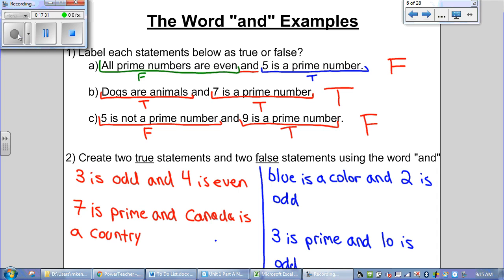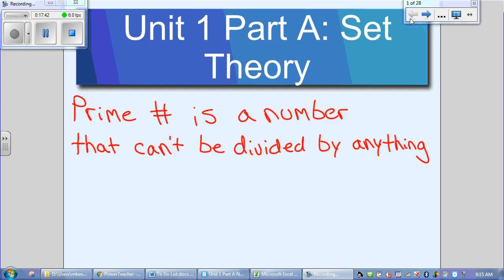I just want to add something into that first slide where I talked about prime numbers. I just want to add the number 1 is not prime.